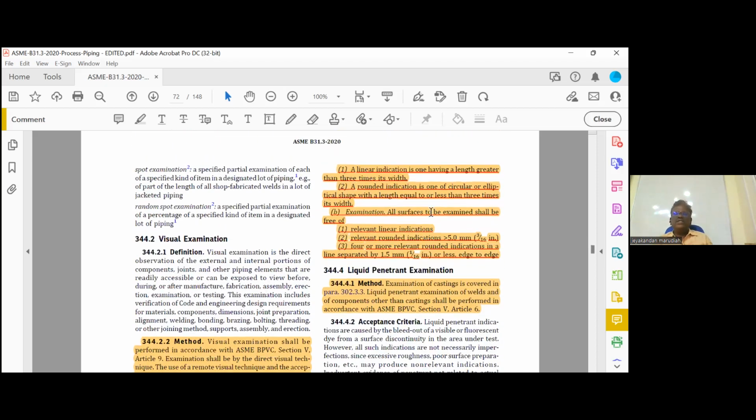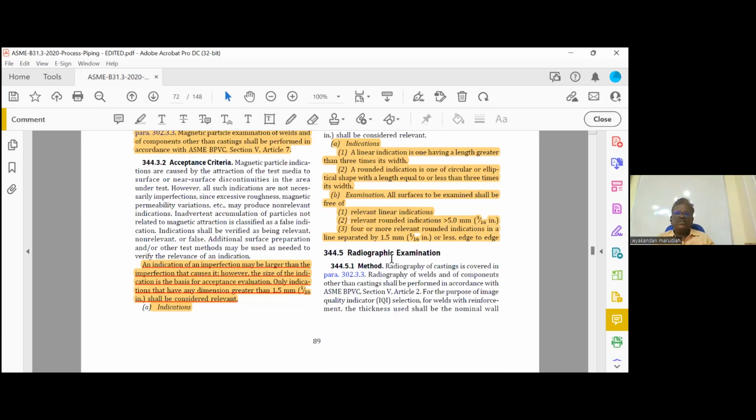Then here, a linear indication is one having a length greater than 3 times width. A rounded indication is one, circular or elliptical, having a length equal to or less than 3 times width. All surfaces to be examined shall be free of relevant linear indications. Relevant round indications greater than 5 mm are not allowed. Suppose less than 5 mm, 3 indications are allowed. 4 or more indications separated by 1.5 mm. Just to highlight it. These they ask only open book.